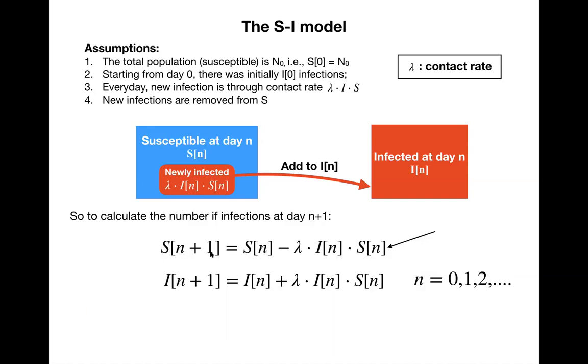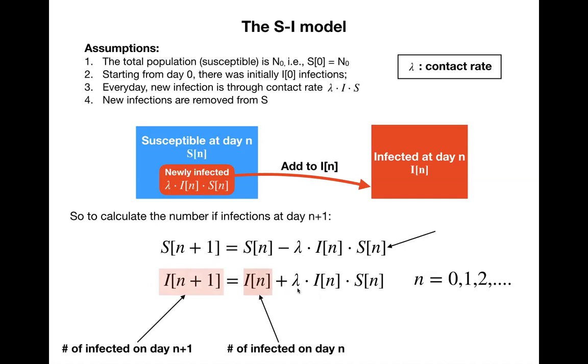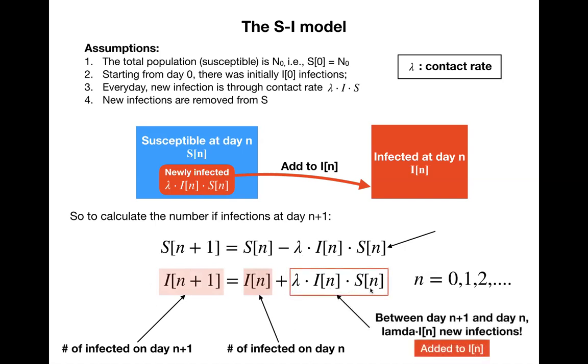So S_n+1, which is the next day, equals S_n minus lambda times I times S, and I is the other way around. Let's just take a look at the infected. The number of infected on day n+1 equals day n plus the newly infected, which is lambda times I times S, right? Because the total population must be conserved, these newly infected people are removed from S_n. That's why you see a negative sign here. So this is the recursive relation for the SI model, which has only one parameter called the contact rate.